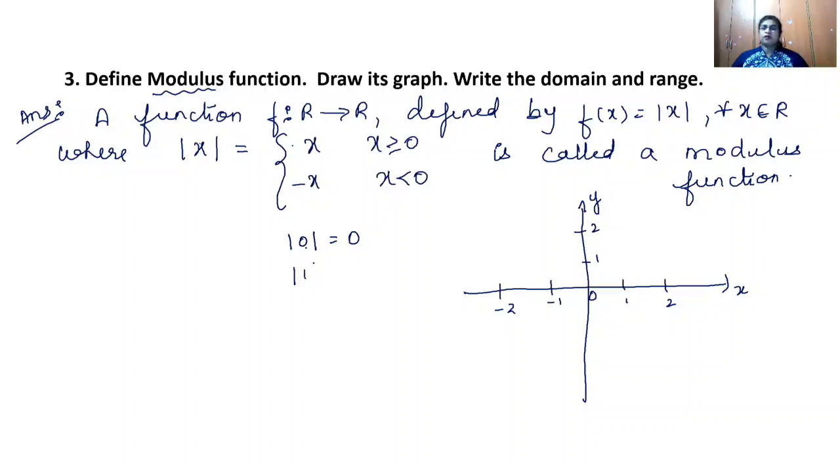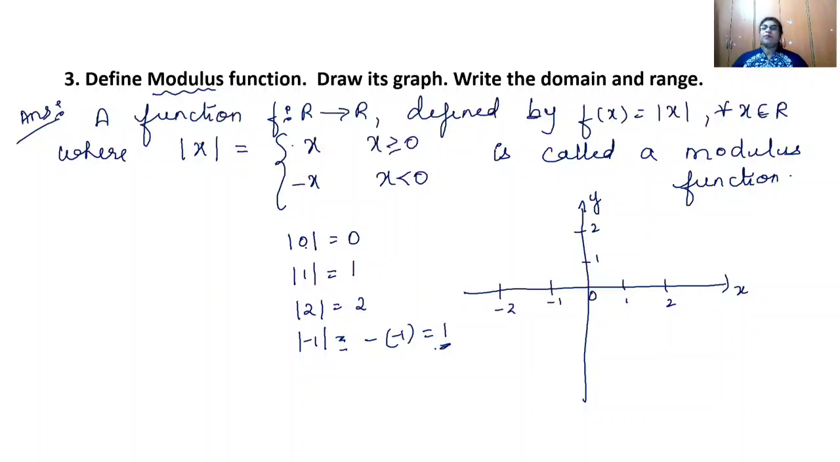What is modulus of 1? Equal to 1. Modulus of 2? Equal to 2. What is modulus of minus 1? What is the definition telling us for all the numbers less than 0? The definition is telling us put one minus sign, and whatever is inside the modulus sign bring out. So minus of minus 1, that is equal to plus 1. That is how I'm getting plus 1.